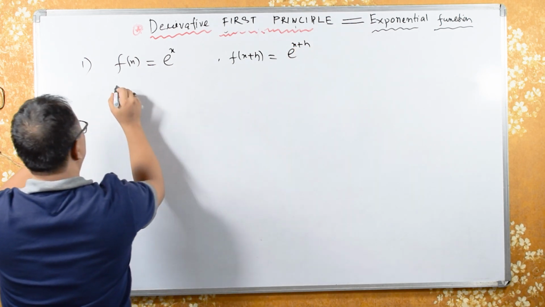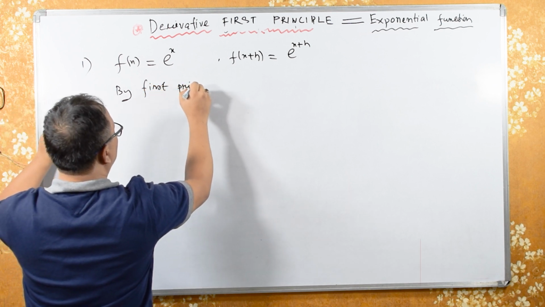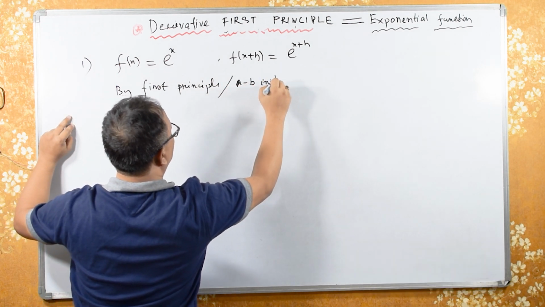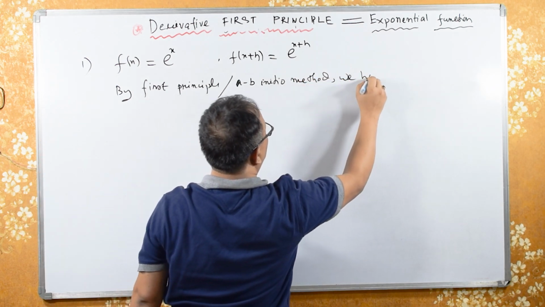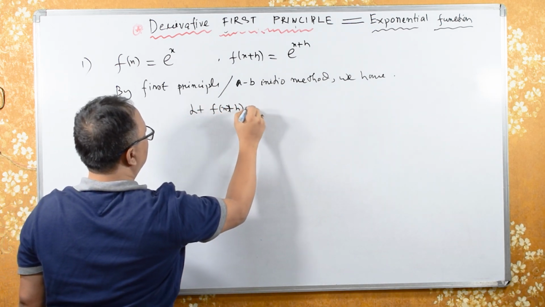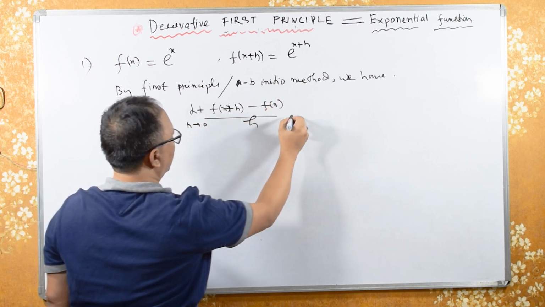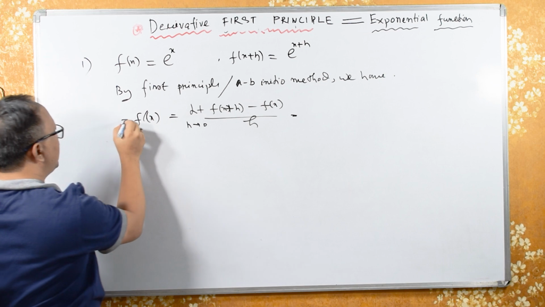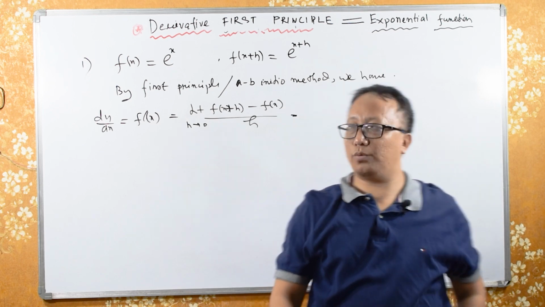Okay, by first principle, or you can say ab initio method, we have the limit of f of x plus h minus f of x upon h, where h tends to 0. Okay, this is your f dash x, or you can say this is dy by dx. This is your differentiation. This is what you want.